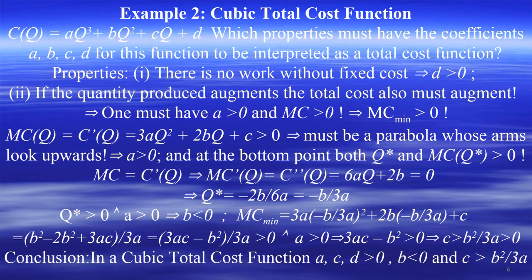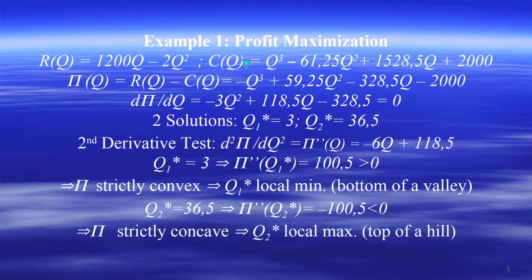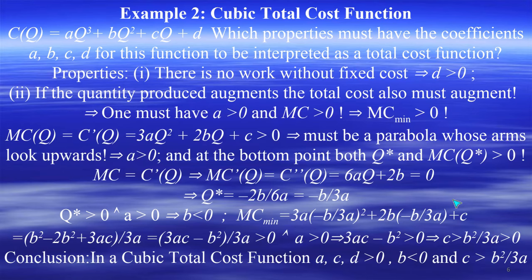You see why in this previous example we have these weird sort of coefficients. But here you see b is minus 61 over 25, as expected. The coefficient of Q cubed is 1, positive, and the other coefficients are positive as well. So in this numeric example, we have a cubic total cost function which abides by the rules, the properties we have found now. You see?